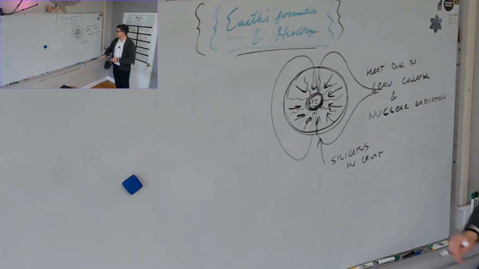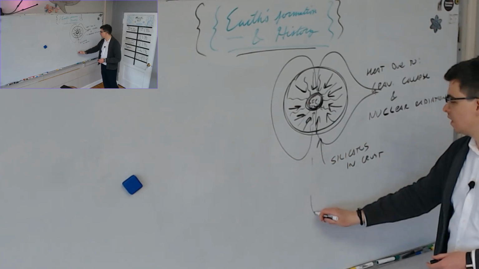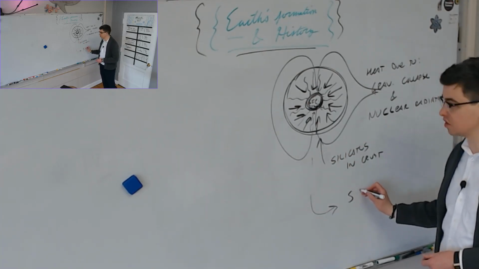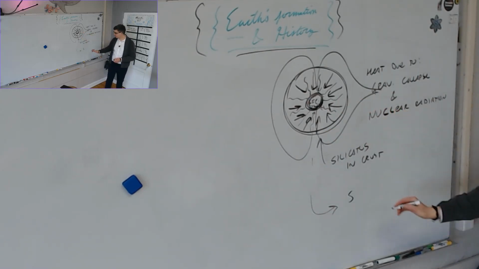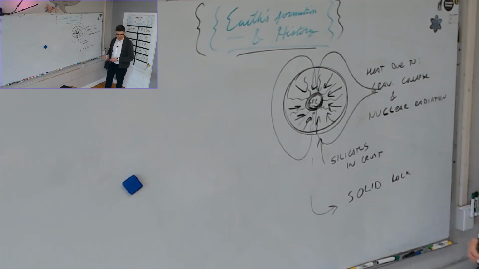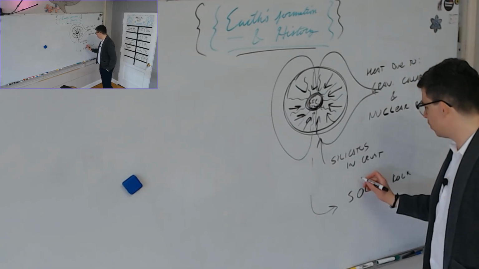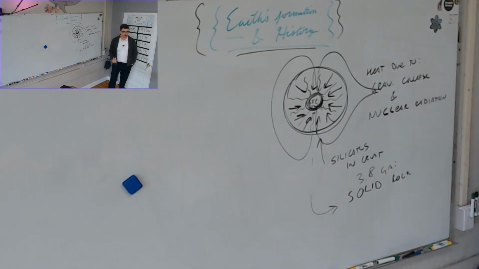Next step is, as this cools, Earth becomes what? First it's liquid rock, because it's so hot. And then as it cools, it becomes solid rock after a while. Let's date that at about the Archean, about 3.8 gigaannum. It becomes solid rock. And then it's Earth.